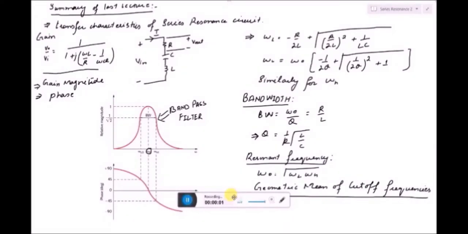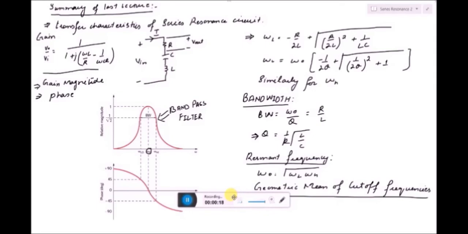Assalamu alaikum everyone. This is Circuit Analysis 2 and the course code is EE-212. Today we will be discussing the energy analysis of the RLC circuit. But before that, I will be just summarizing the last lecture.